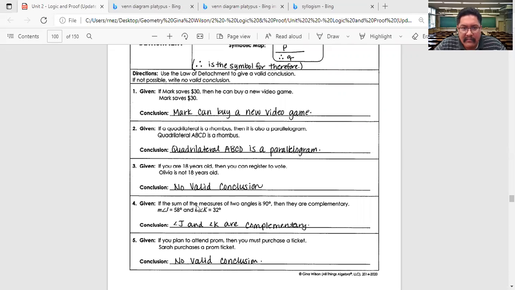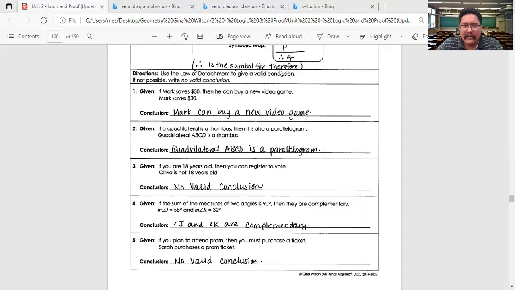So number 4, the sum of the measures of two angles is 90 degrees. So we have two angles and we know that they add up to 90 degrees. Then that means they are complementary. So there's our second statement, there's our first statement. And it gives us angle J is 58 degrees and angle K measures 32 degrees. And it says JK is complementary. So the sum of two angles is 90 degrees. Well, the sum of these angles is also 90 degrees. So these two angles, J and K, must be complementary.